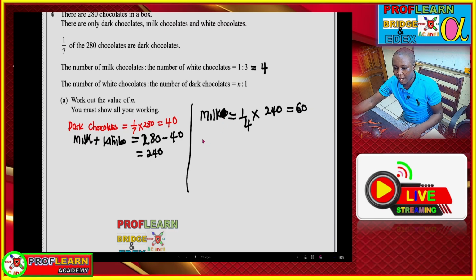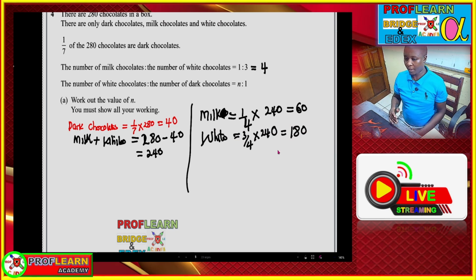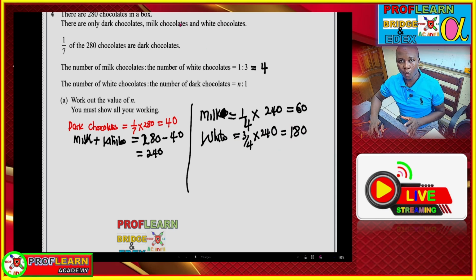And then white chocolates is going to be 3/4 times 240. If you work it out here, 4 goes into 24 6 times, so this is going to be 180. So from here you can see we have now worked out the number of each type of chocolates in this particular question.